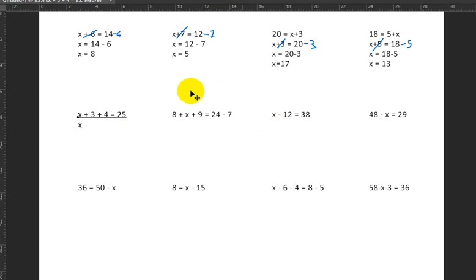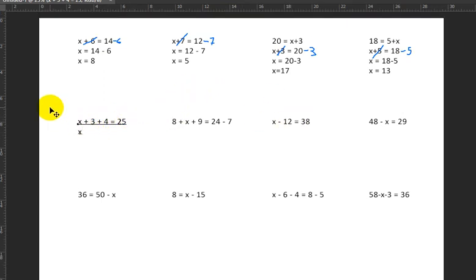So here we have x plus 3 plus 4 would make x plus 7, because plus 3 plus 4 makes 7. And this has to be equal to 25. And here, again, cross this out, make it minus 7, and we get that x is equal to 25 minus 7. So x is equal to 25 minus 7 makes 18.